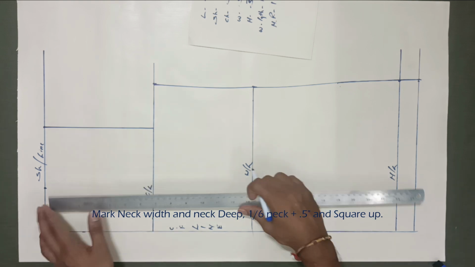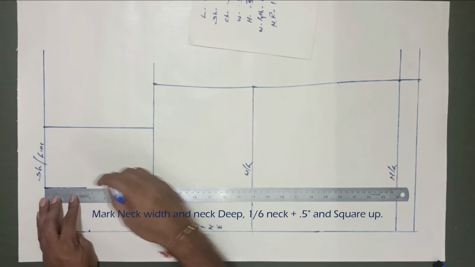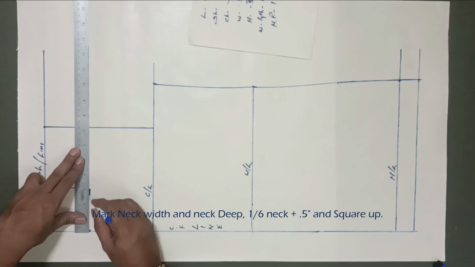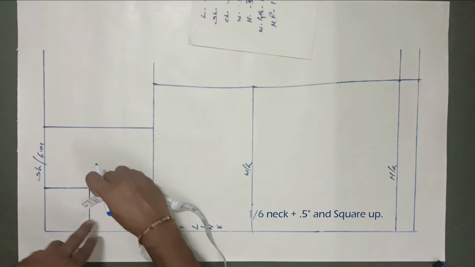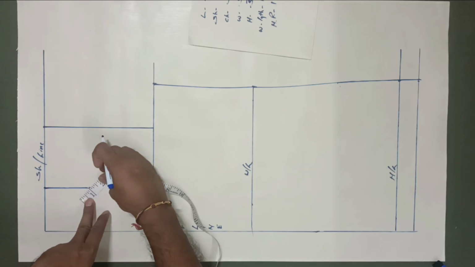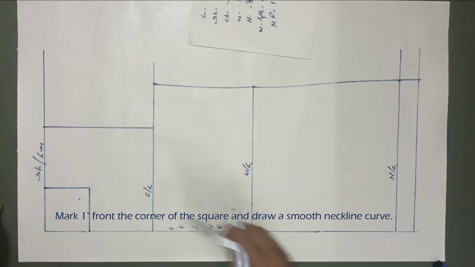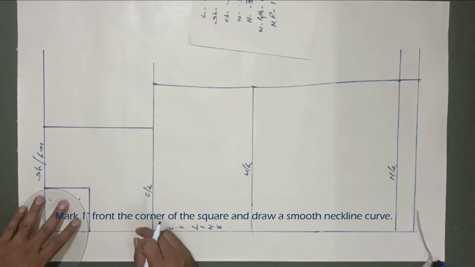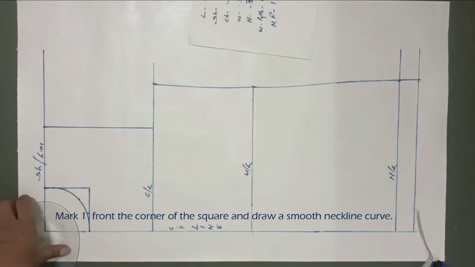And now make a square. This is not necessary, but it helps us to draw a proper curve line. That is the reason we draw this square. Once this is done, from the corner of the square, mark 1 inch diagonally and draw a neckline curve using a French curve or an armhole curve.